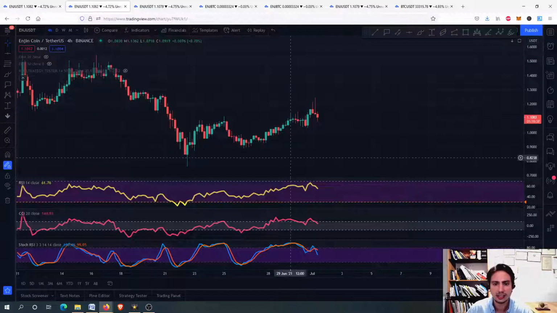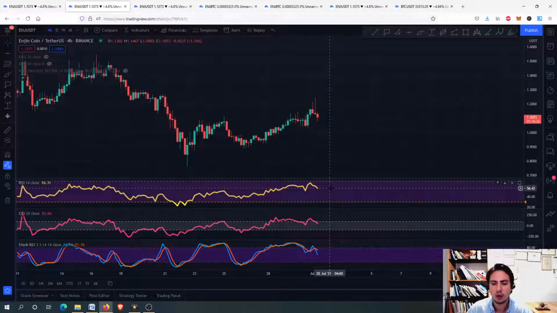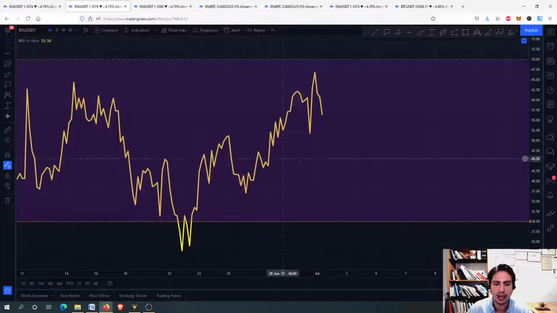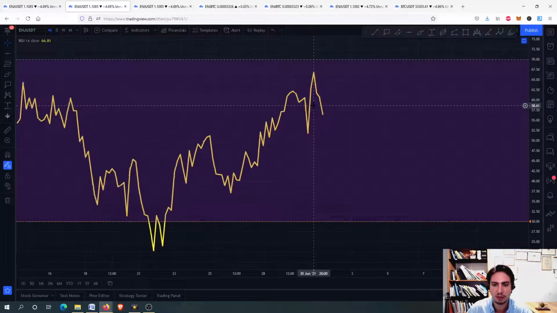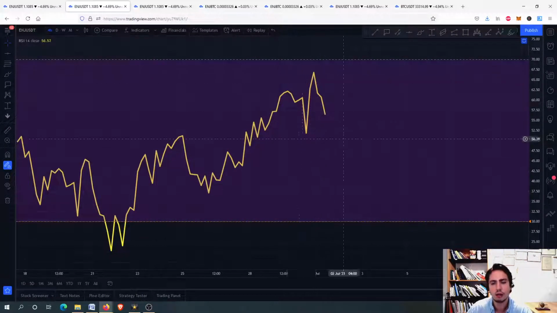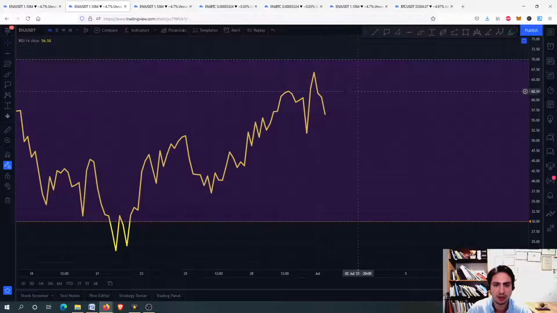Let's go to Enjin Coin right now. And you can see on the 4-hour frame, where are we? We are forming a higher low pattern right here on the 4-hour frame. You can see that we are not in an overbought or any oversold situation on the RSI. However, we would love to keep having this pattern and even go upwards.